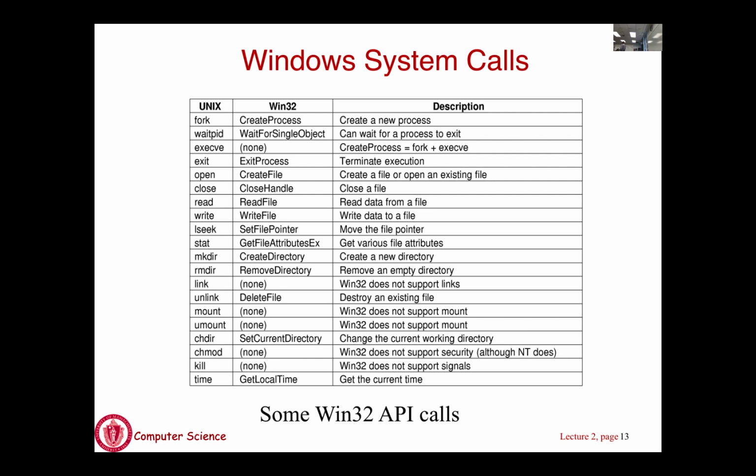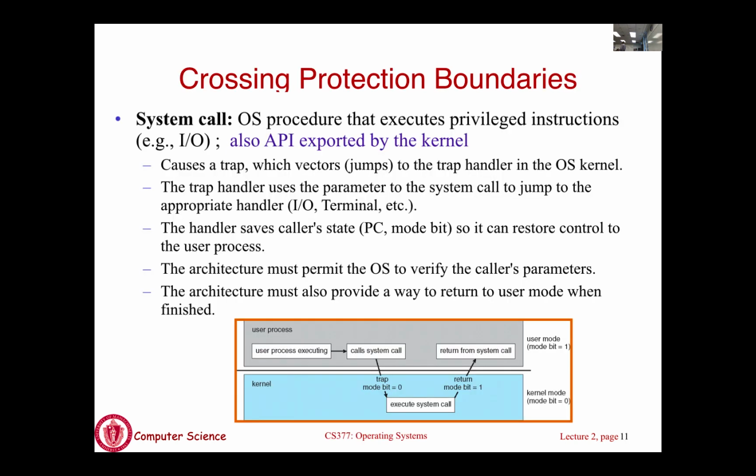Yes. So, two slides back there was a point that the architecture must let the OS verify caller parameters. Yes. We didn't talk about how system calls work entirely. I've glossed over some details we'll get to when we do system calls in more detail. So the question being asked is essentially how are you going to verify parameters?